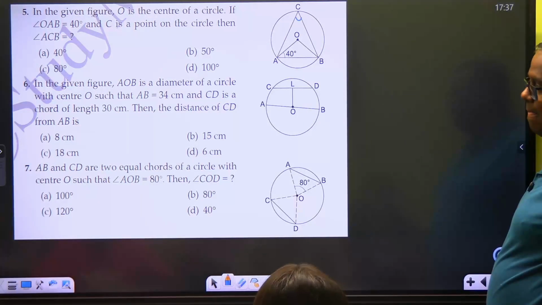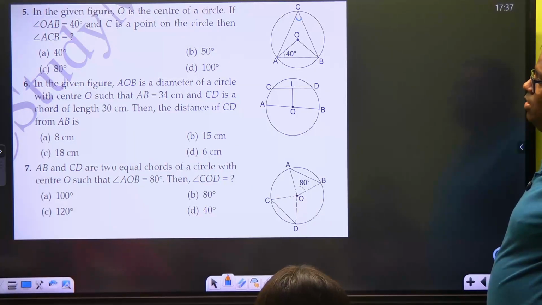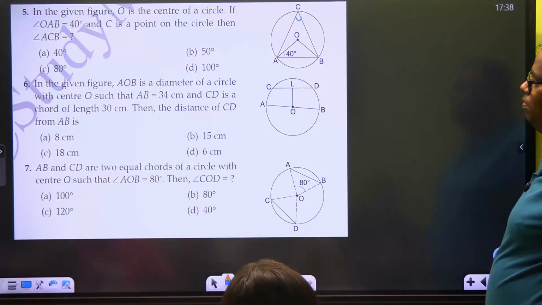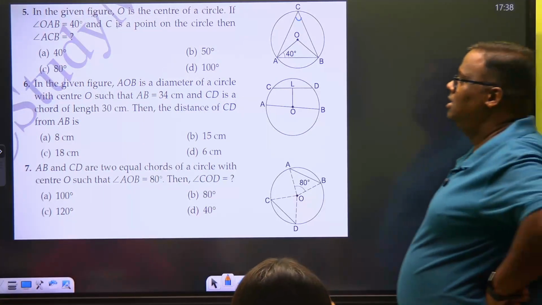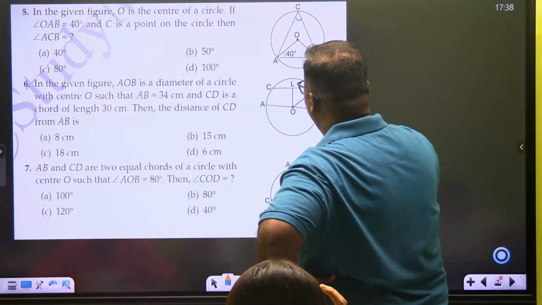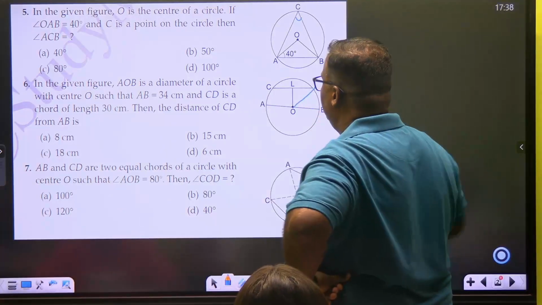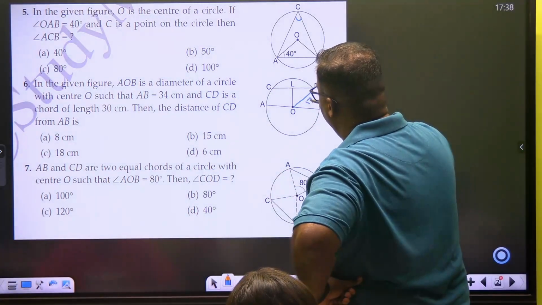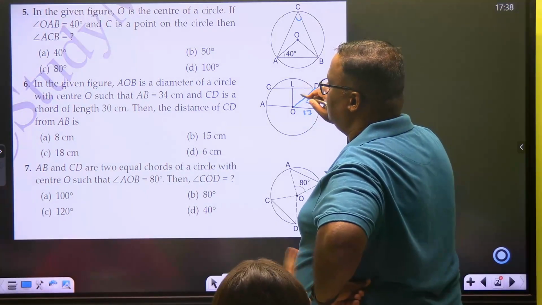चलो next. In the given figure, AOB is a diameter with center O and AB is equal to 34. The diameter is 34. CD is a chord of length 30. Then the distance. Tell me what should be the distance. So AB is 34. So you just join this. If you join this, AB 34 है and CD का length कितना है? 34 means this becomes 17. This is also 17. This is also 17. Radius है ना? And chord is how much?